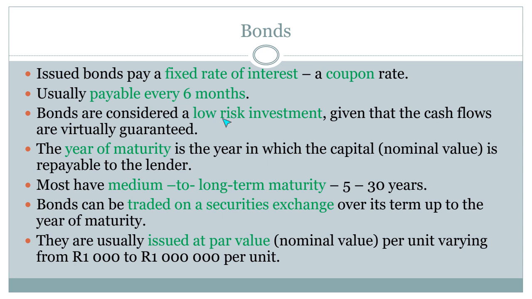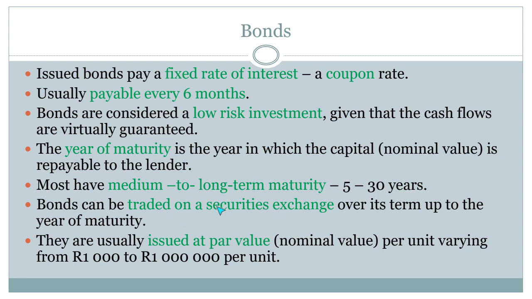They're considered a low risk investment, because it's pretty much a guaranteed investment. It's low risk. The year of maturity is the year in which the capital amount, the nominal value or the par value, is going to be repaid back to the lender. And then bonds can have a term to maturity of anything from between 5 to 30 years.